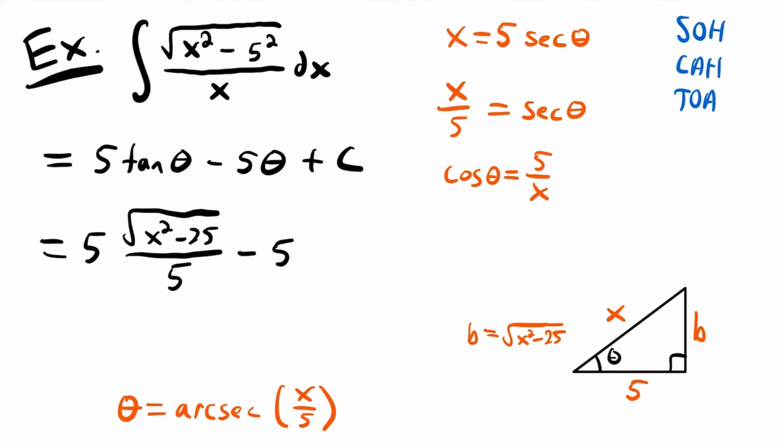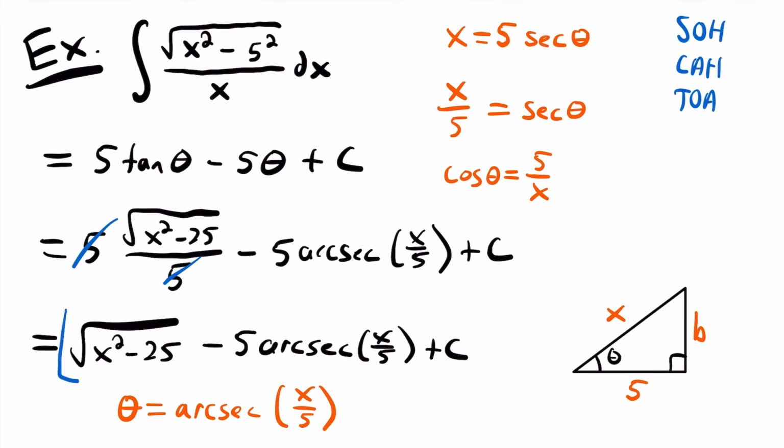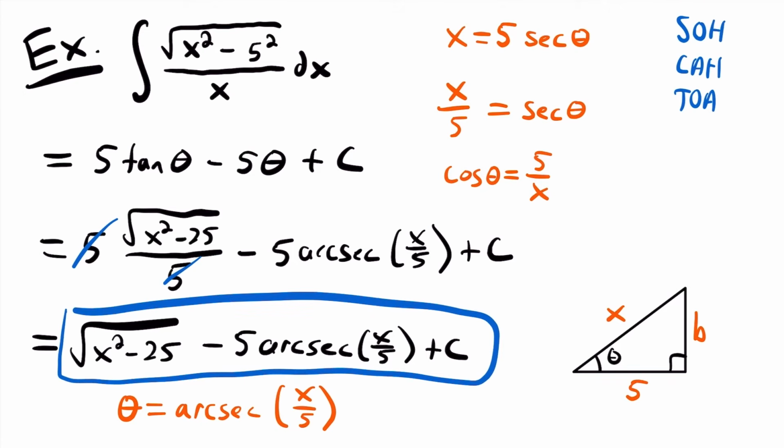And so I'll plug that in. We have arc secant of x divided by 5 plus c. Now these two 5's will cancel out, and then we'll have our final solution that our integral is equal to the square root of x squared minus 25 minus 5 times arc secant of x divided by 5 plus c. And so that is the solution to this integral using trig substitution.